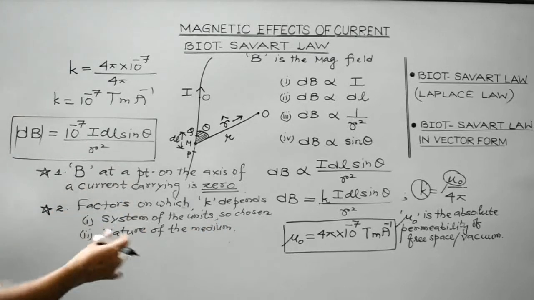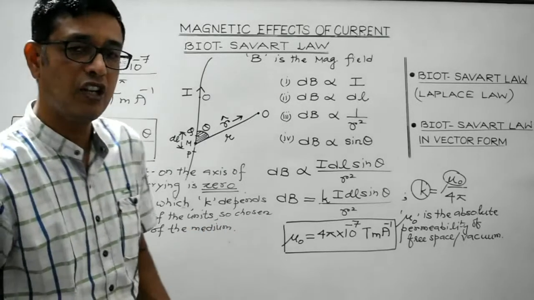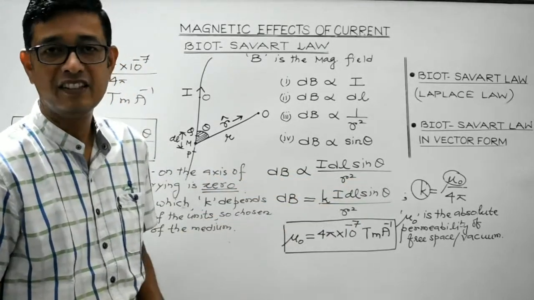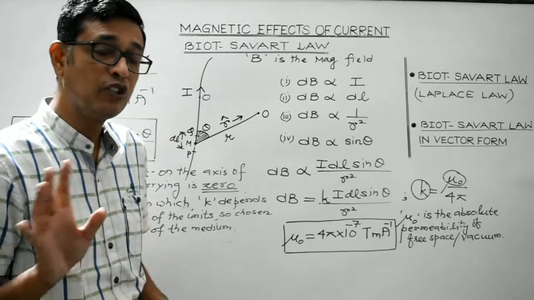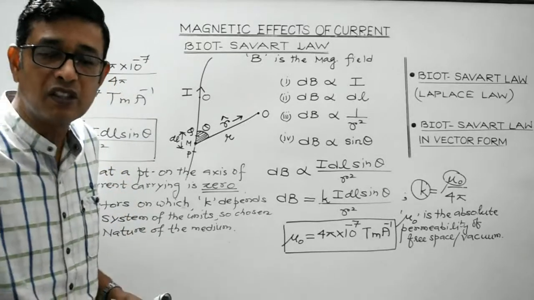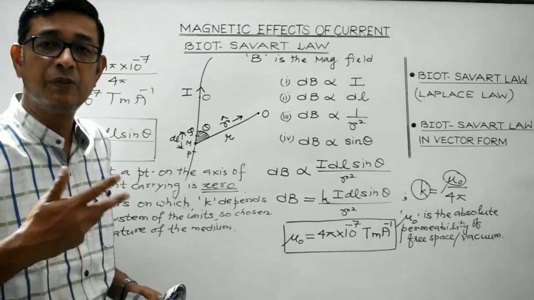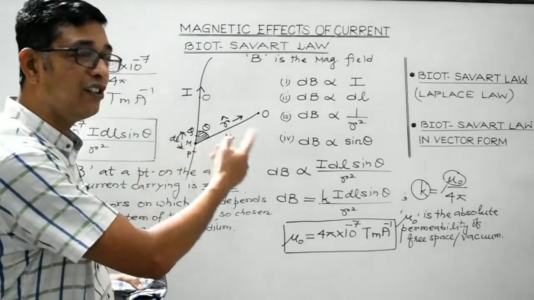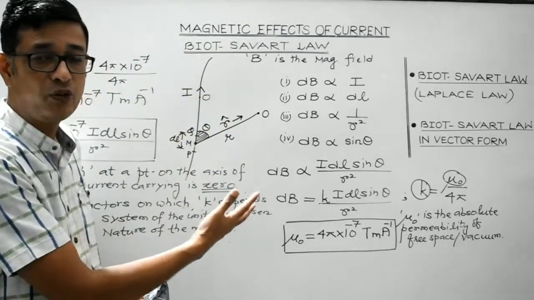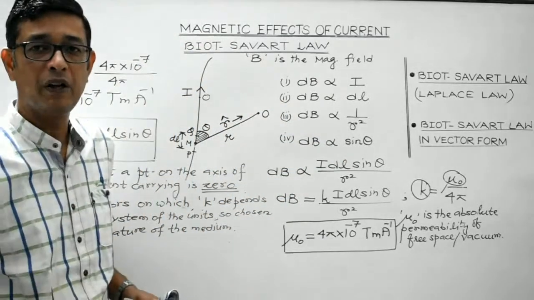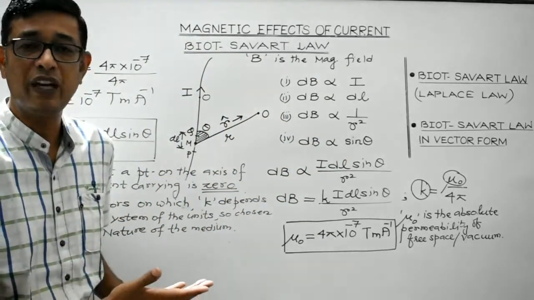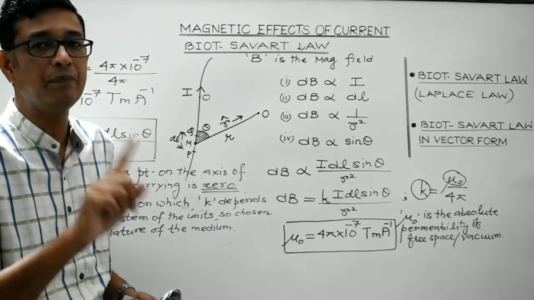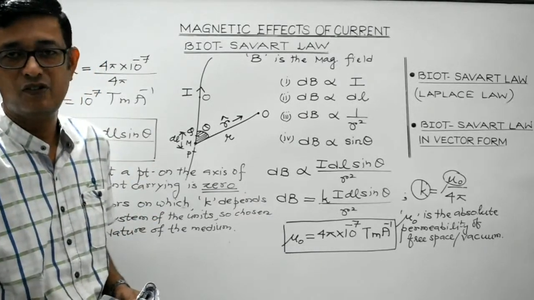So students, these are the two essential points on which the value of this K depends, right? It depends on the system of units so chosen, and secondly, it obviously depends upon the nature of the medium between the current carrying conductor and the observation point. In case of vacuum, it's given by mu naught over 4 pi, which in turn will give you the value of K as 10 raised to the power minus 7 Tesla meter per ampere in the SI system, right?